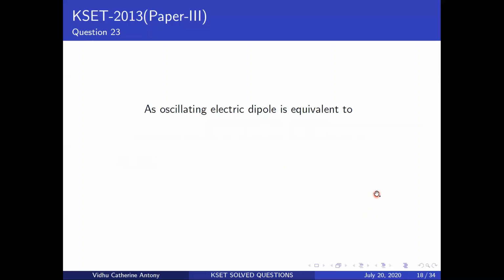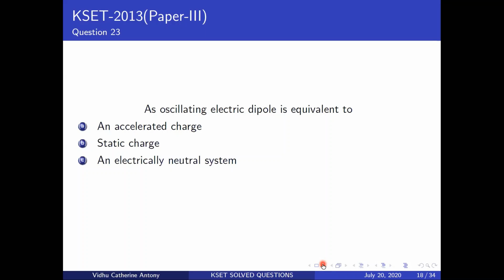So this is another interesting thing. I hope you've done this derivation because it's a really nice derivation. It's quite intense, so let me go forth and talk about it. An oscillating dipole, I think this should have been an oscillating dipole, is equivalent to an accelerated charge, a static charge, an electrically neutral system, or a dielectric.